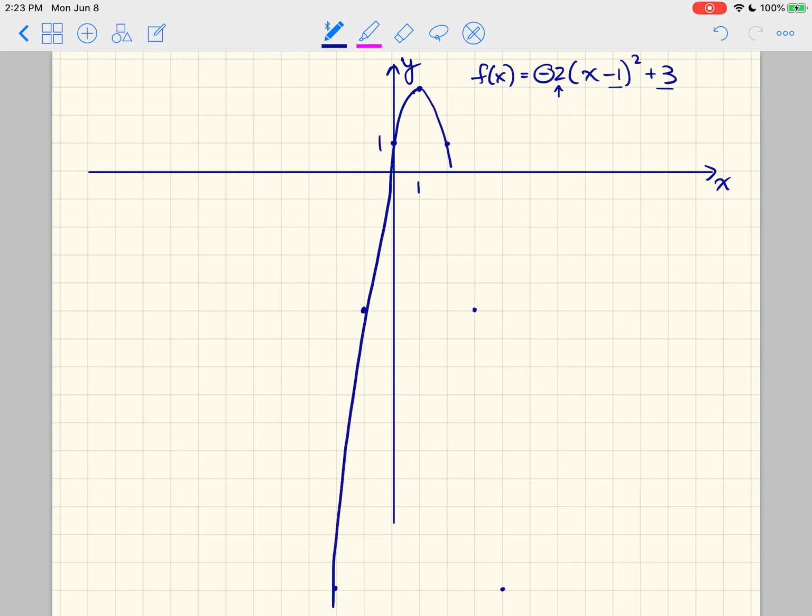I'm doing the best I can. I apologize. That's terrible. But you have the points, and that's the important thing, that you can read off these points. And I didn't have to make a table of values. I didn't have to do any work. All I had to do was have knowledge about what each of these pieces does to my original function, and I have to know what my original function looks like.